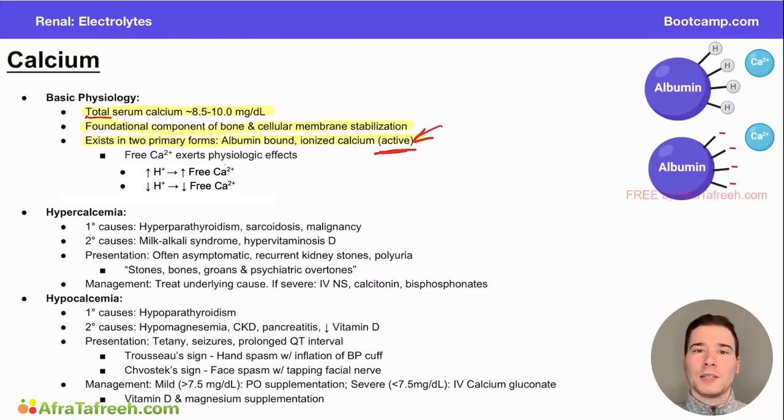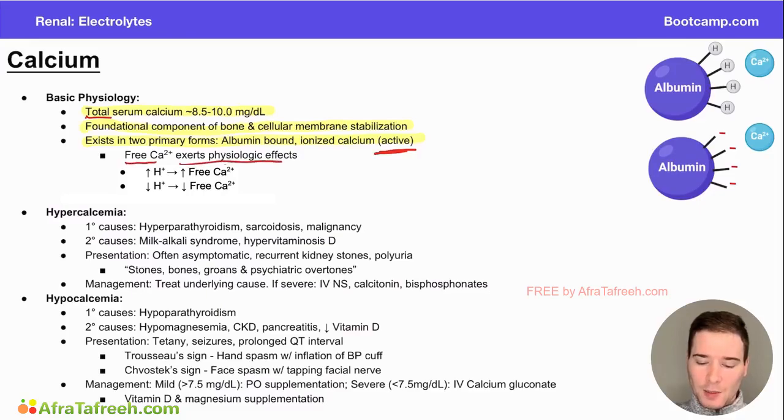So the question you're probably asking yourself is why? Why do we have two different forms of calcium? And the answer lies in the fact that our physiologic pH can actually change how much of the calcium is ionized versus how much is bound to albumin. So a couple points here. I said that free calcium or our ionized calcium is what exerts the physiologic effects in the body. So that's what can actually be used for the reactions that we need.